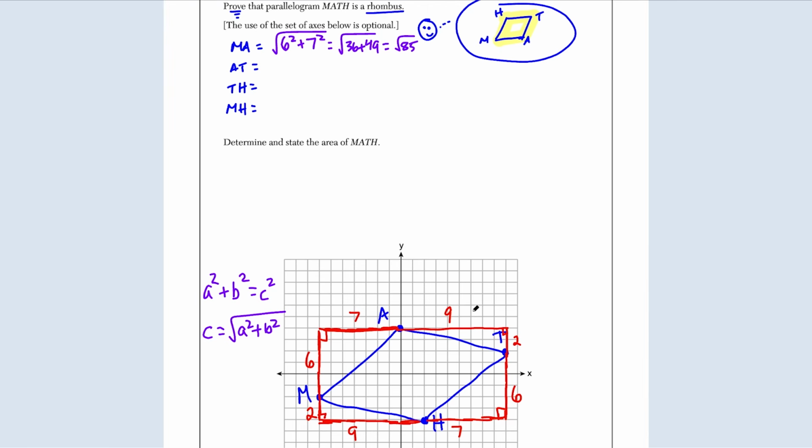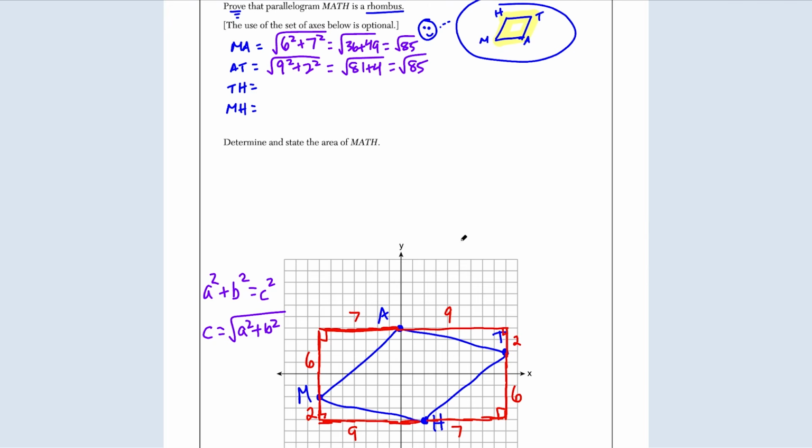And now I'm going to use this formula again to find the length of AT. Notice that we're going across 9 and down 2 in this right triangle. So this time around, I would have the square root of 9 squared plus 2 squared. And that's going to give us 81 plus 4. And then that simplifies also to the square root of 85. So this is looking good so far.